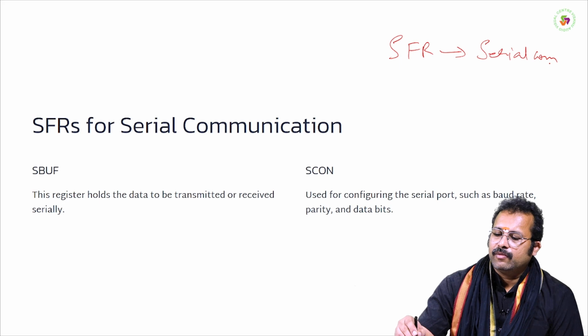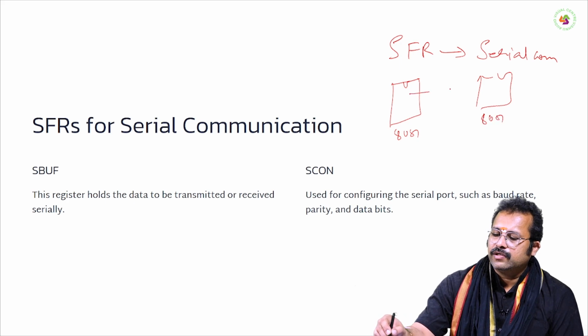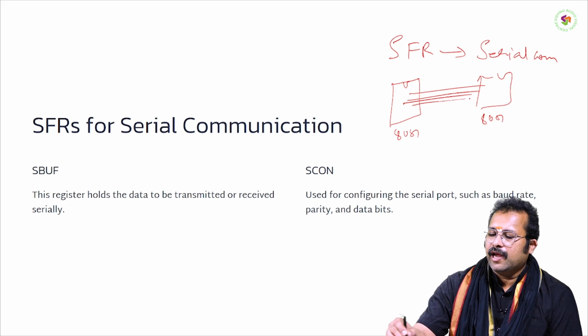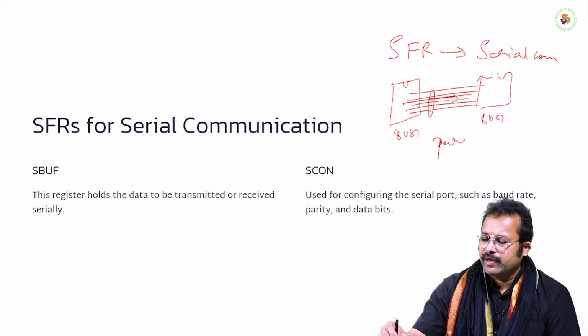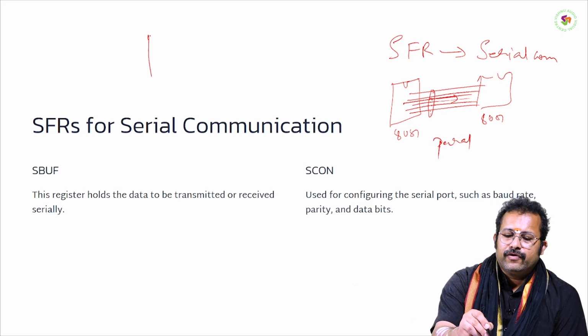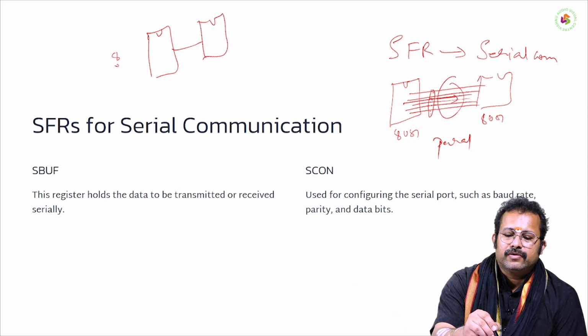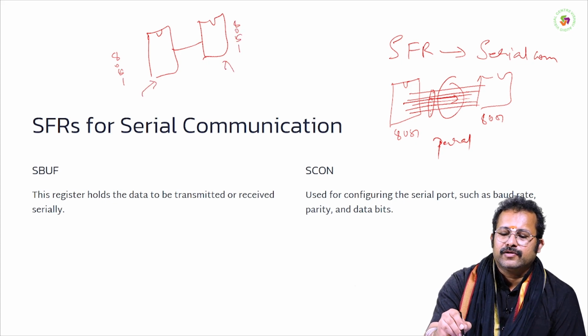Serial communication is nothing but, let us consider this is one 8051 device and this is another 8051 device. If you want to send data from this device to another device, you can connect them by an 8-bit bus, where 8 bits travel at once. This is called parallel communication. Whereas, if you do the same with a single link, this is a multiple link and this one is a single link.